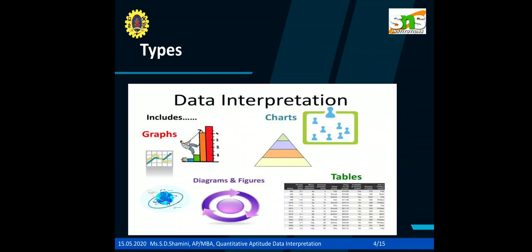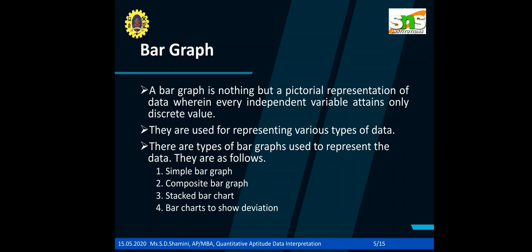And we have generally 4 types of graphs. These are the different kinds in which data interpretation can be done, either in graphs or charts or diagrams and figures or even tables. So first we'll see about the bar graph. A bar graph is a pictorial representation of data in the form of bars or buildings on a graph.